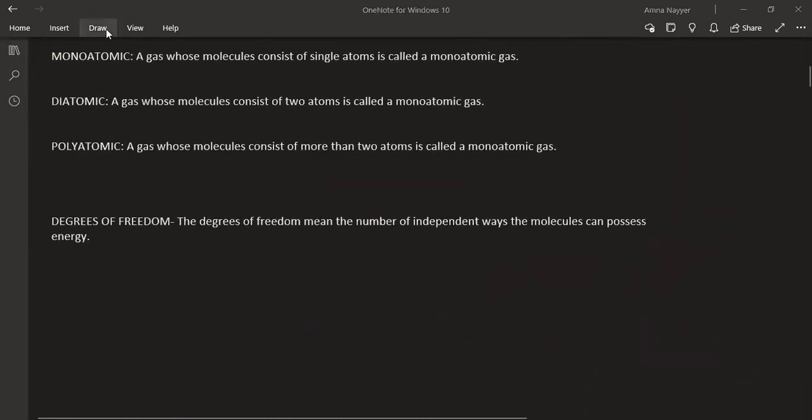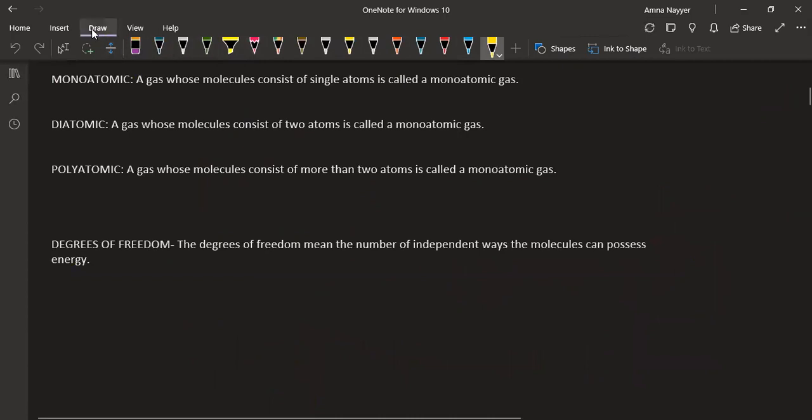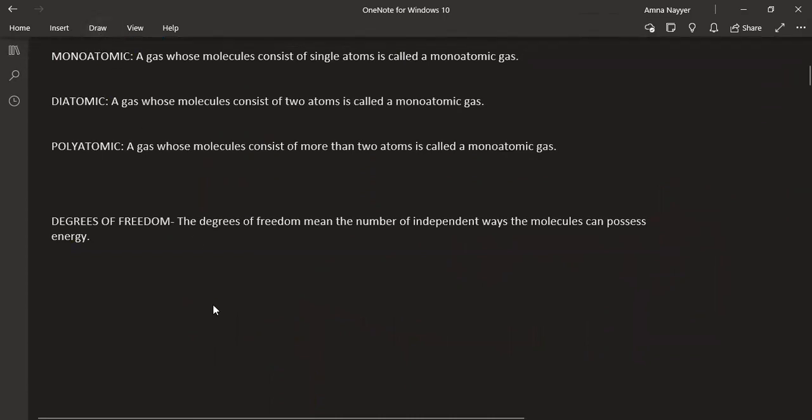Now degrees of freedom. This is important. Just understanding this, then the law of equipartition will also be clear to you. When I say a molecule is monoatomic, it means only a single atom is present. For example, any particle where only a single atom is present, like a single atom of hydrogen or a single atom of nitrogen. This is known as monoatomic.